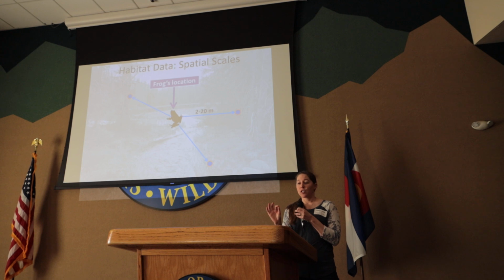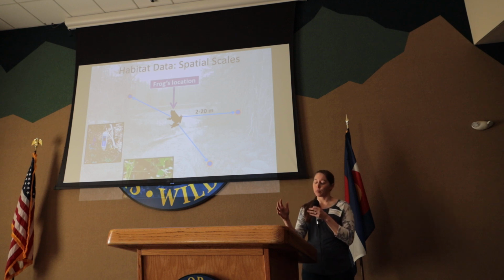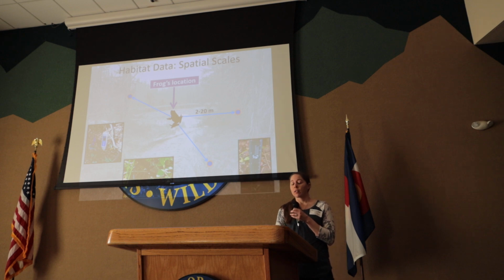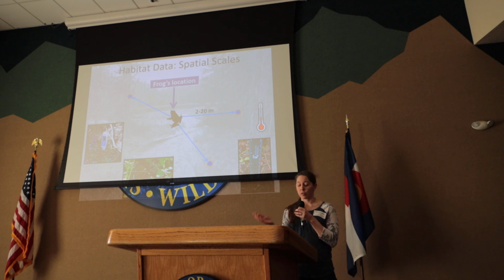And now our finest spatial scale was the frog's exact location. We looked at soil humidity, distance to refuge, which is a place that we said that frog could visually disappear, litter depth, and ground temperature. And again, measured this at 3 paired locations that were between 2 to 20 meters from that frog.